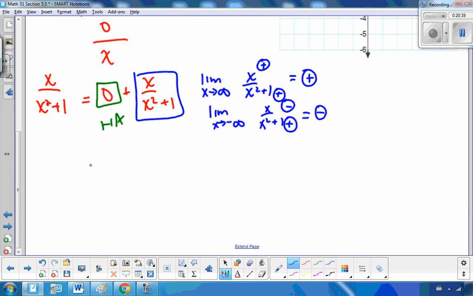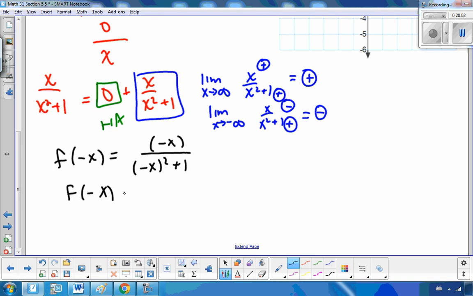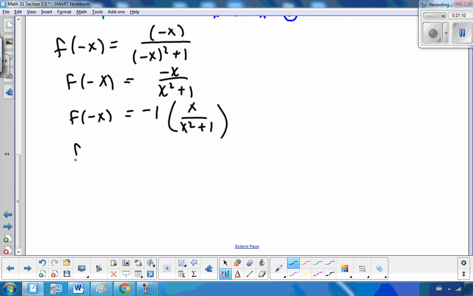So looking at this, I'm going to look at f of negative x, which is equal to negative x over negative x squared plus 1. So f of negative x is negative x over x squared plus 1. Now that is not the f of x that I started with, so I'm going to try and factor out a negative 1. And then I get x over x squared plus 1. Now that is f of x. So what that says is f of negative x equals negative f of x.